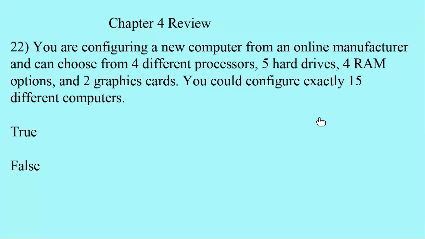Okay. So how 15 came about was they added 4 plus 5 is 9, plus 4 is 13, plus 2 is 15. Okay. Do you think that is the proper way of figuring how many different computers you can configure? Okay, you don't think so. Why? Look at the first one. You have 4 different processors, right? So already it's 4 different times. What you have to do is multiply, what I'll show you.